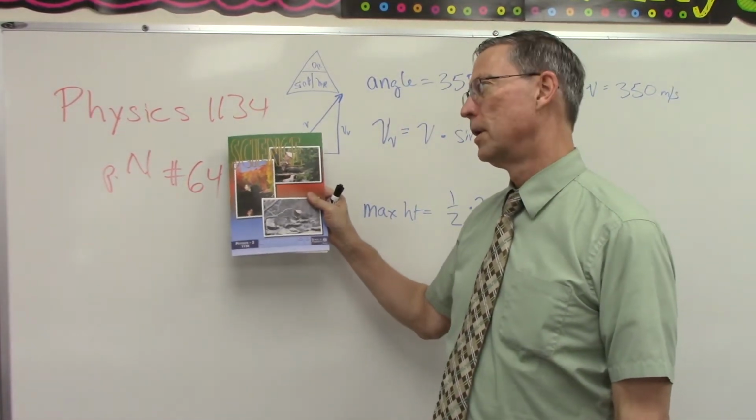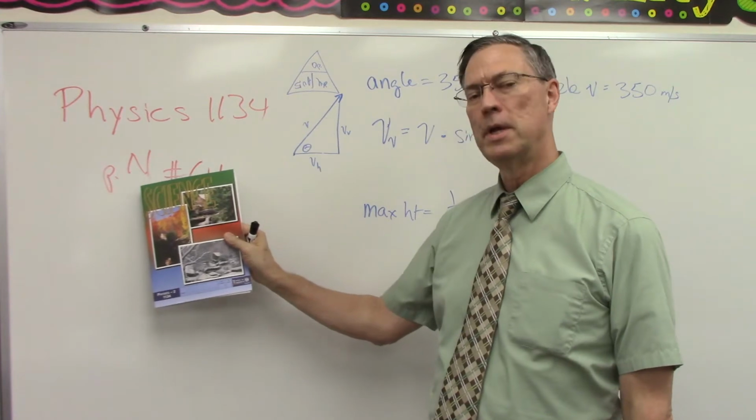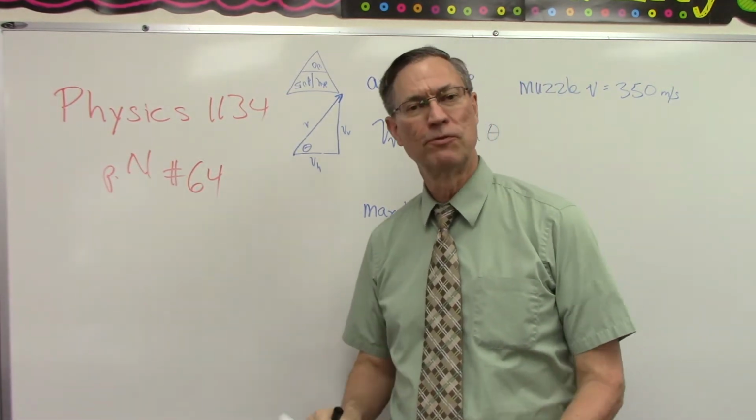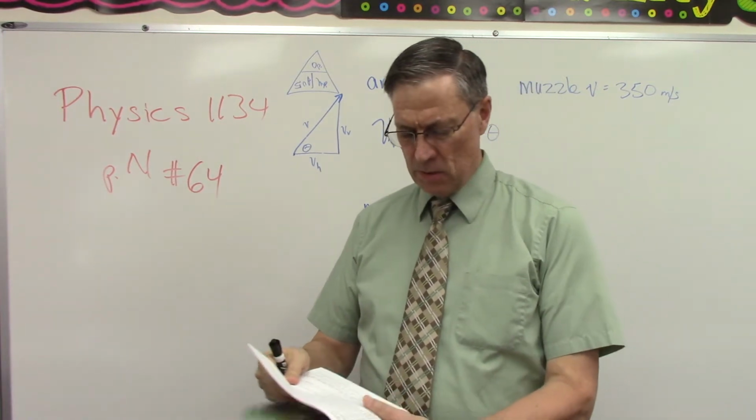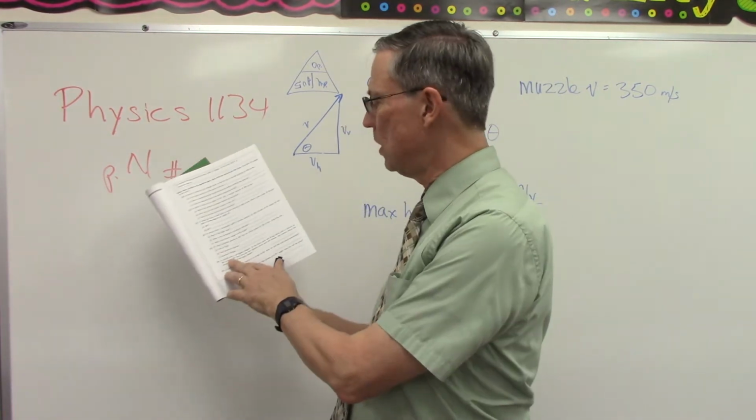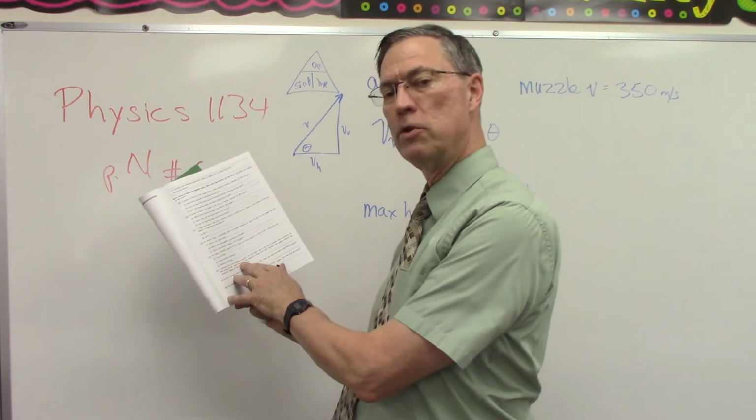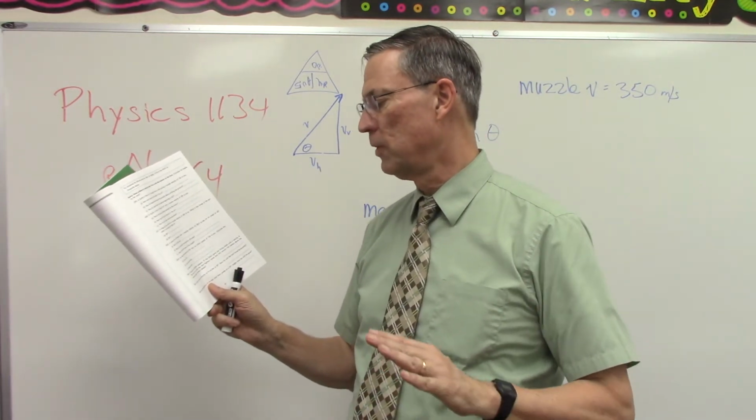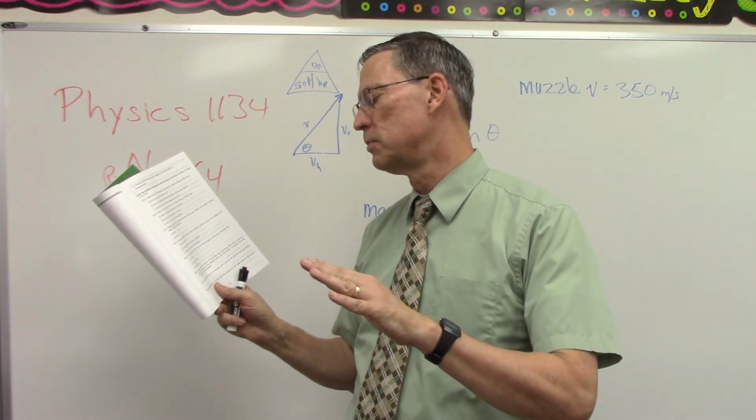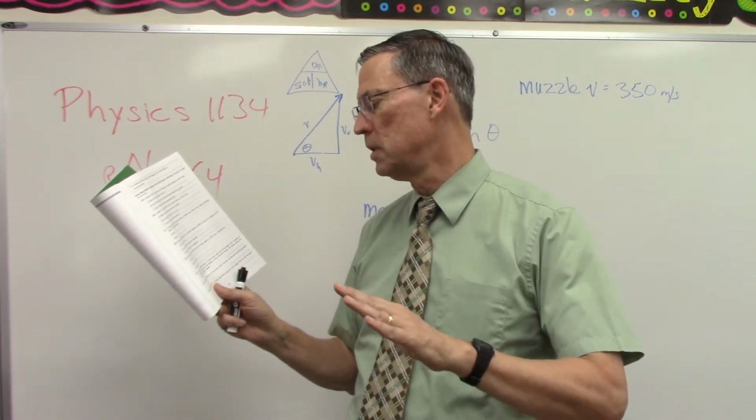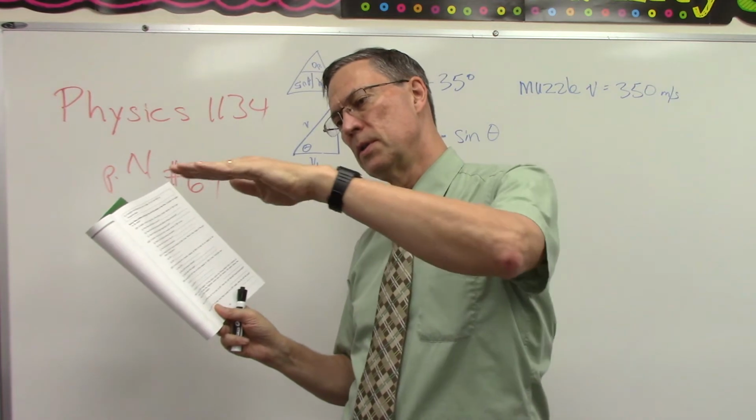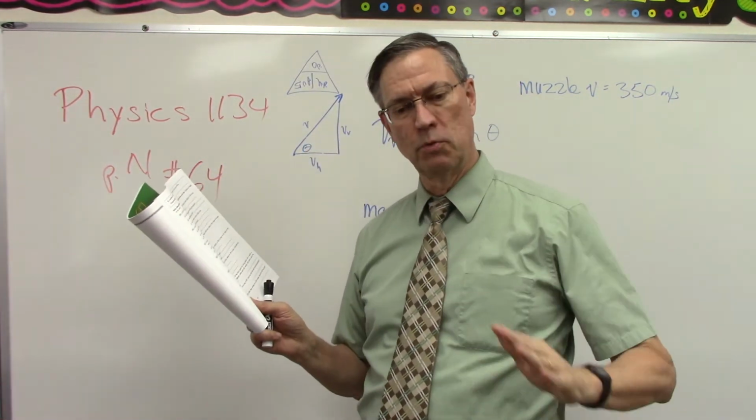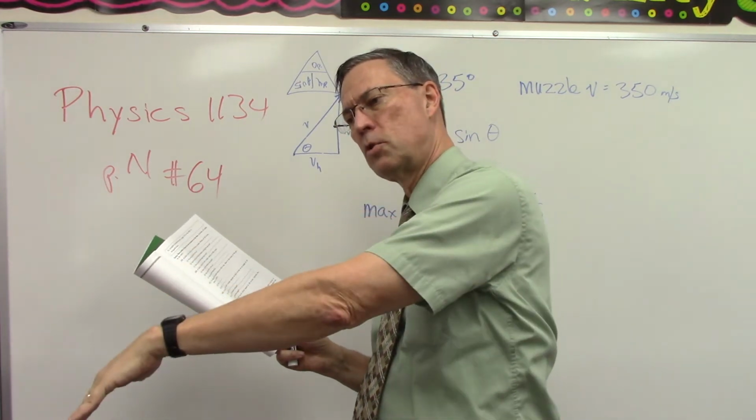Let's look at Physics 1134, page N, and let's talk our way through problem 64, all right? So 64 says a warship calls in jet fighter support. If the ship's guns are firing shells with a velocity of 350 meters per second at an angle of 35 degrees, they're going to kind of go like this, hit a peak, and then come down, right? They're not going to just keep going up. So they're going to reach a peak and then crash.